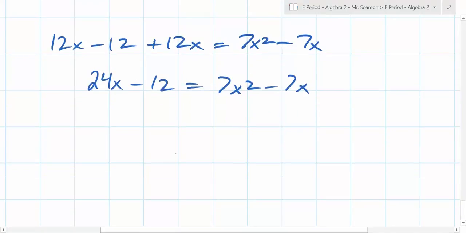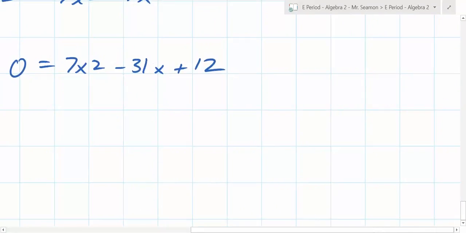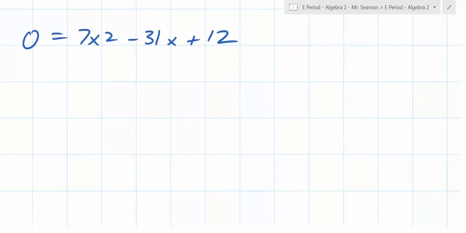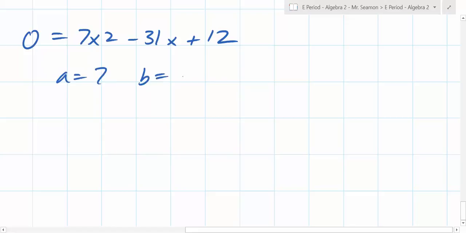So we want to make it 0, so 7x squared, then we subtract 24x, then plus 12. Is that in the proper form? Yes. So in this case, what is A? 7. B? C? Is this kind of annoying because it's big? Sure, it is kind of annoying because it's big, but you just got to deal.